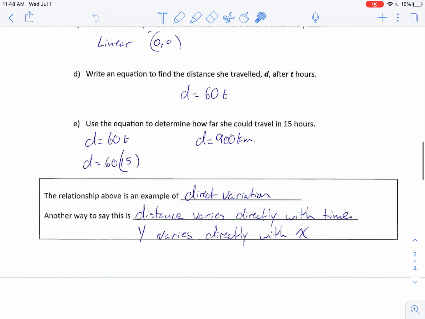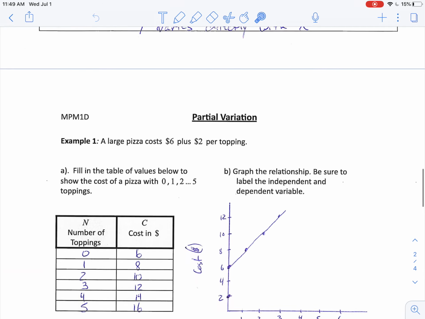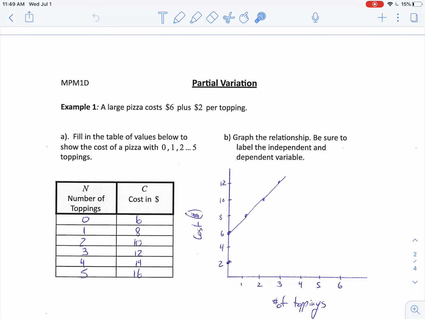So the relationship above is an example of direct variation. Or another way is the distance varies directly with time. Or y varies directly with x. When we talk about partial variation, a really good way to talk about it before we get into it is seeing an example.